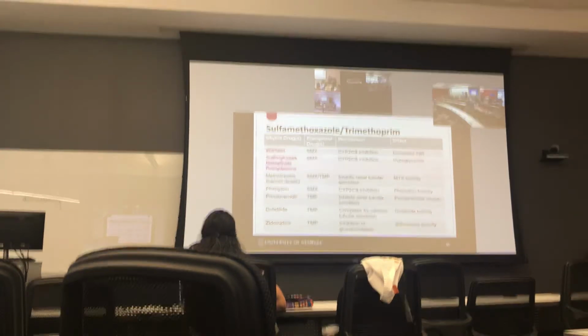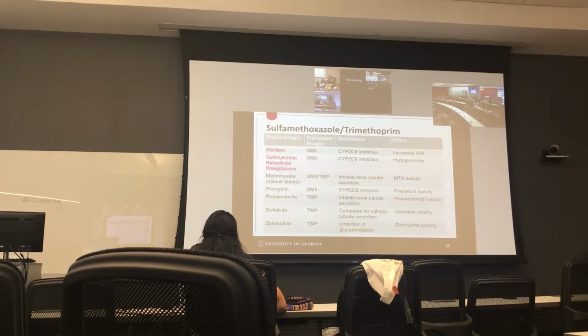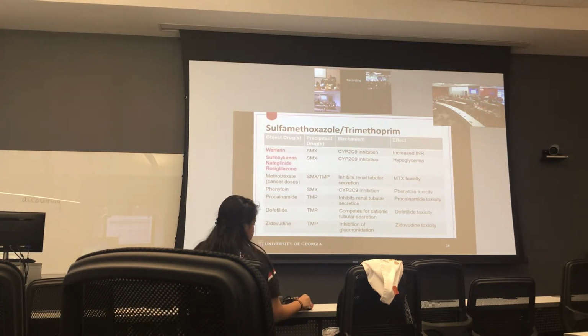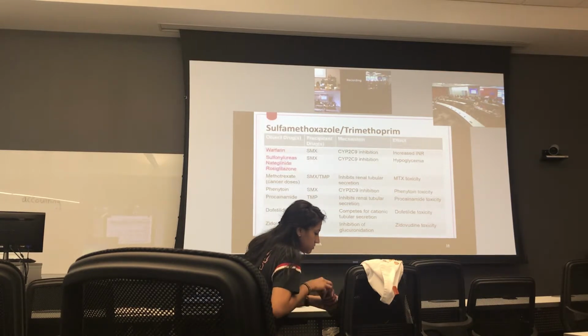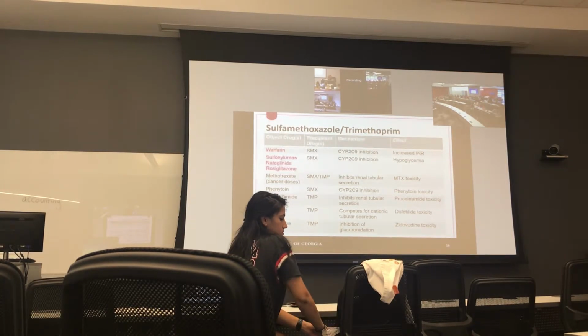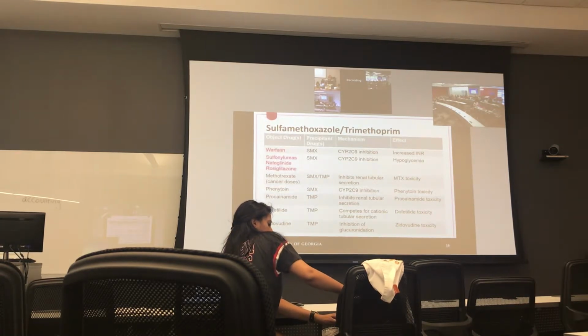So as we said before, warfarin is metabolized by 2C9. Sulfamethoxazole will inhibit 2C9, and this will cause an increase in INR that could result in bleeding. So careful monitoring of warfarin is very important. If a patient has to receive sulfamethoxazole, it's better to avoid this antibiotic when possible and use a different antibiotic.